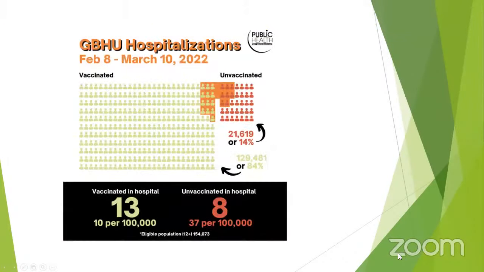And this is just more local data as opposed to the Ontario data. And this is our hospitalizations in Grey Bruce from February to March. So you can see vaccinated in hospital is 10 per 100,000 versus the 37 per 100,000 of unvaccinated.